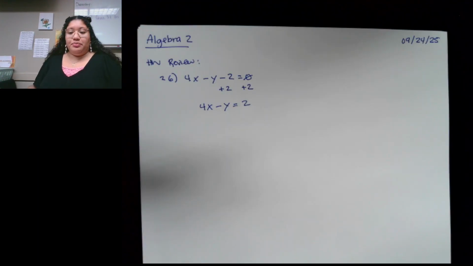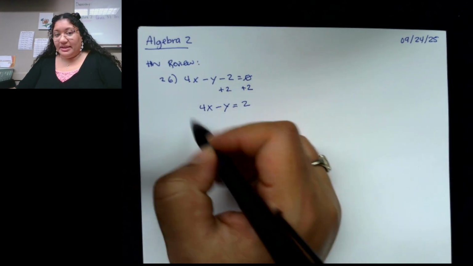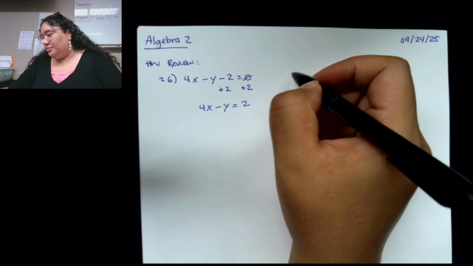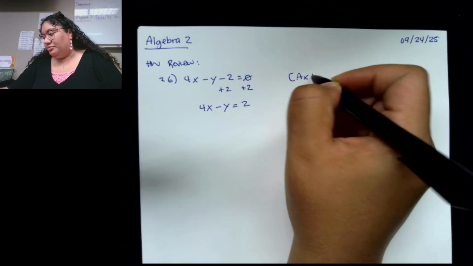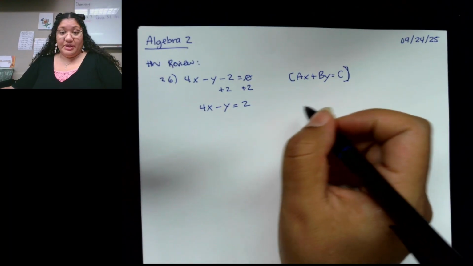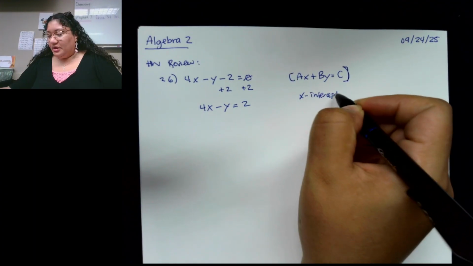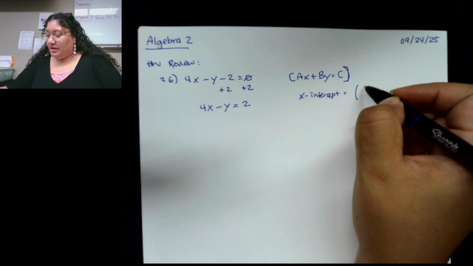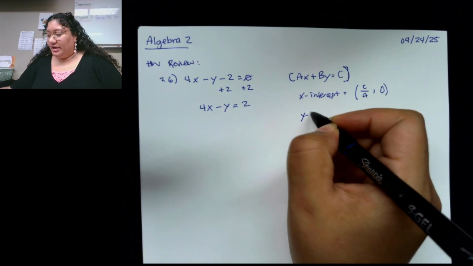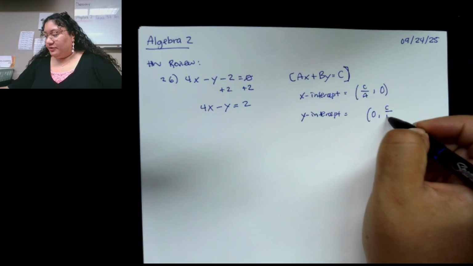Now, per yesterday's lesson, how do we get the x and y intercepts from this portion? Do you all remember? Our standard form is ax plus by equals c. My x-intercept will equal c over a, comma 0. And my y-intercept would equal 0, comma c over b.